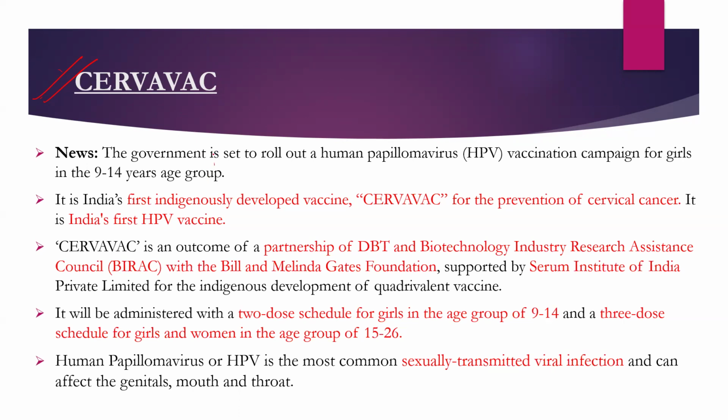So the government is basically trying to roll out a human papillomavirus vaccination campaign for adolescent girls, right? So why it is famous, because it is India's first indigenously developed vaccine. Okay. Now it is India's first HPV vaccine, Cervovac, for prevention of cervical cancer. So here it is the outcome of, again, DBT, and BIRAC is also there. And who is the one implementing the same, or who is developing these vaccines? That is the Serum Institute of India. Okay, so remember this aspect also, the partnership of DBT and BIRAC.